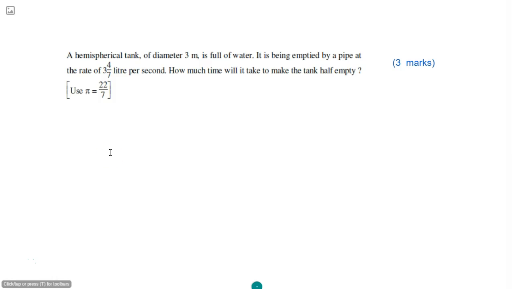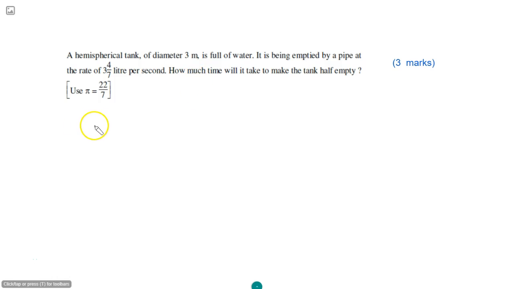A hemispherical tank of diameter 3 meters is full of water. It's being emptied by a pipe at the rate of 3 4/7 liter per second. How much time will it take to make the tank half empty? So there's a tank and it's being emptied by a pipe. You need to find the time it takes to make the tank half empty.